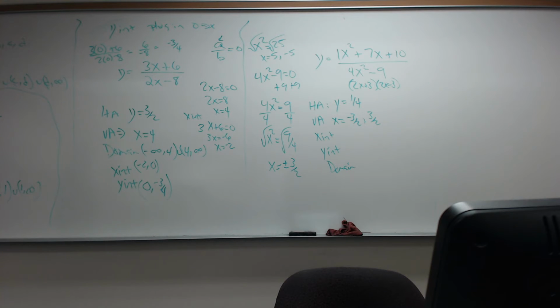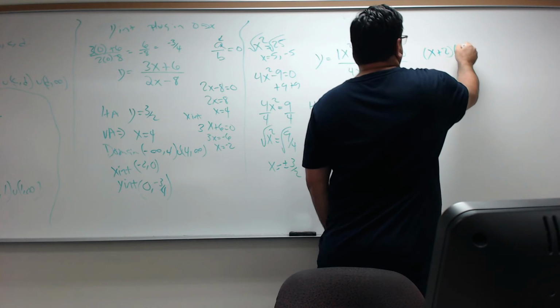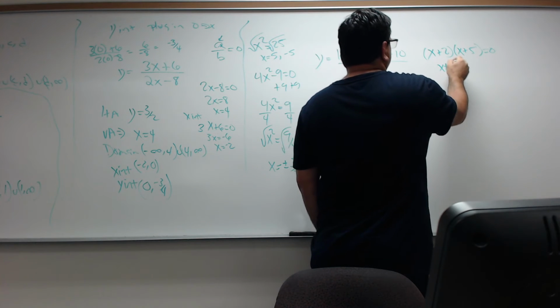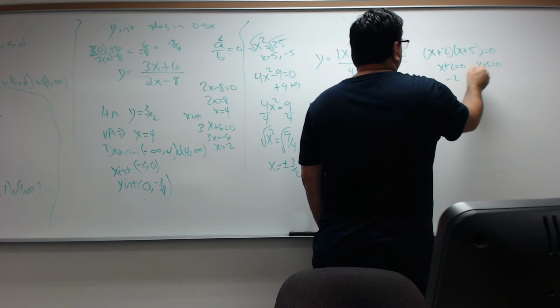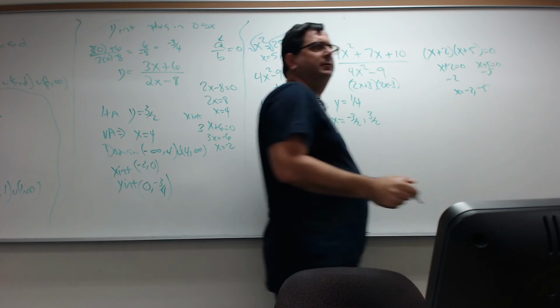X-intercept, go. 2 and 5. X equals -5. X equals -2. How about negative 2 and negative 5, dude? How about when we factor, we get x plus 2, x plus 5 is equal to 0, and we get x plus 2 is equal to 0, and x plus 5 is equal to 0. X equals -2 and -5.